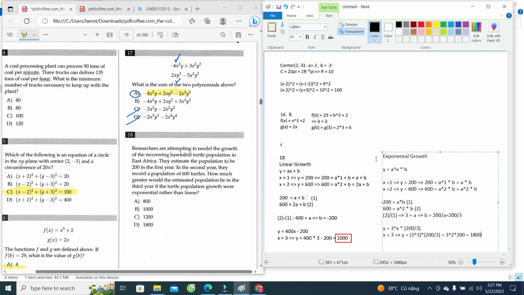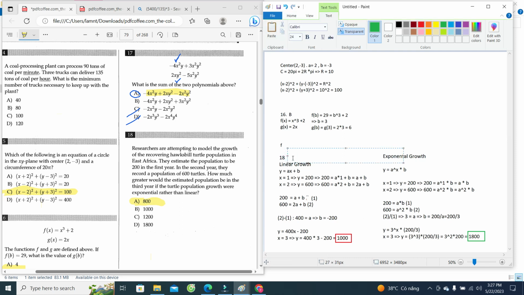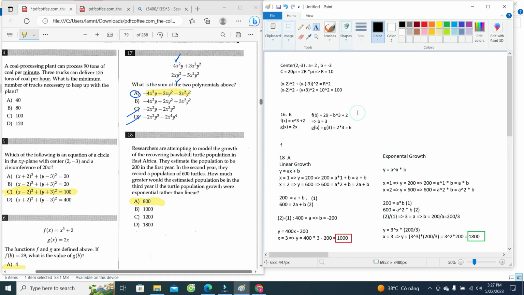So the question here, we have the number 1800 here. They ask us how much greater. So the difference is obviously 800, right? So 18 minus 10 is obviously 8.